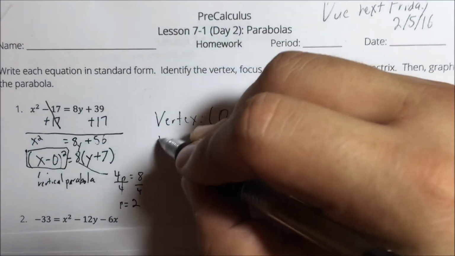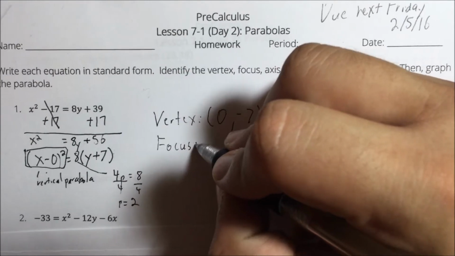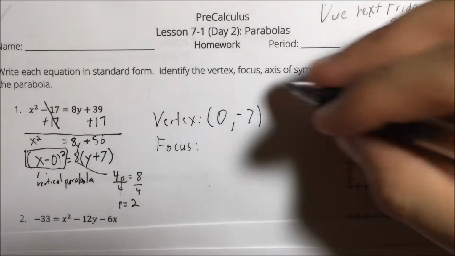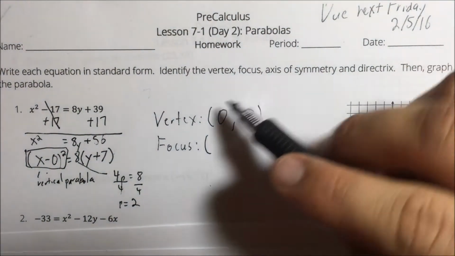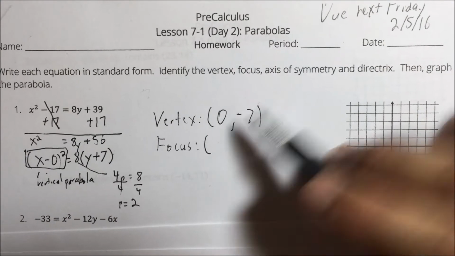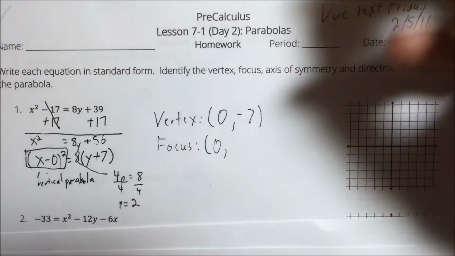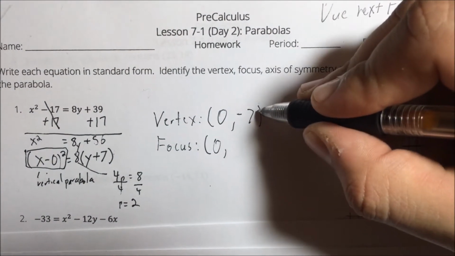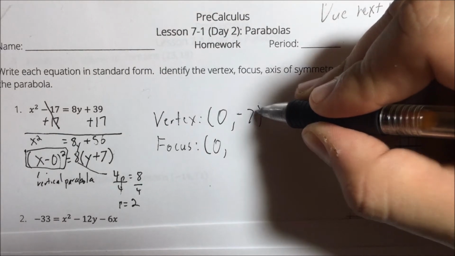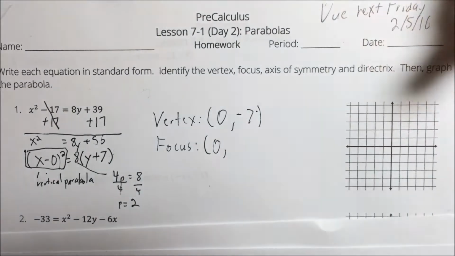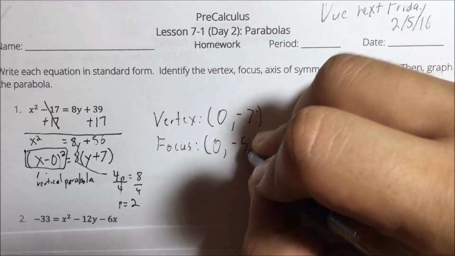The focus, because it's a vertical parabola, is going to keep the same 0, but the y is going to change. Remember, it's going to be whatever is in the y plus the p. So negative 7 plus p is, of course, negative 5.